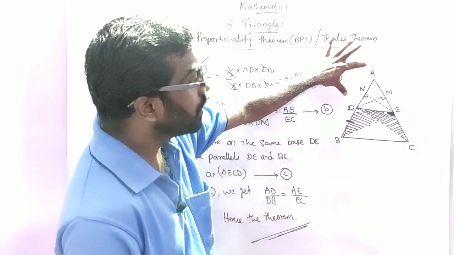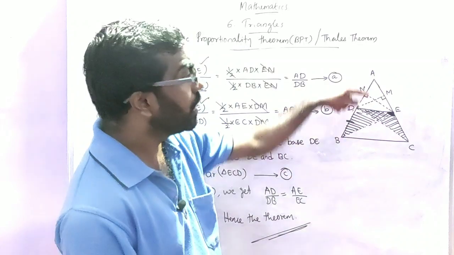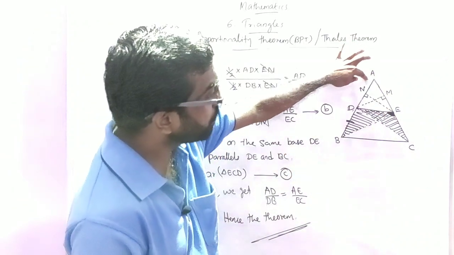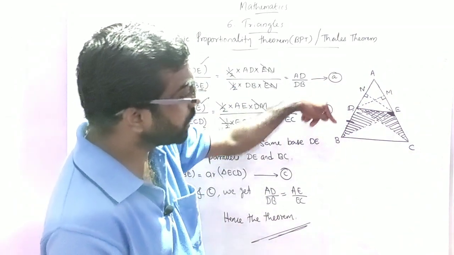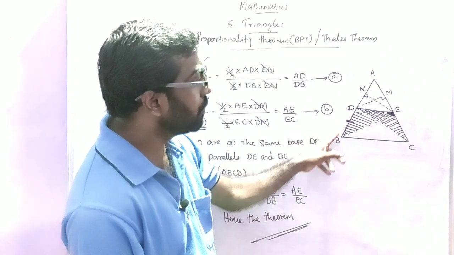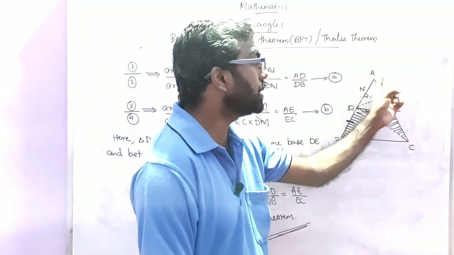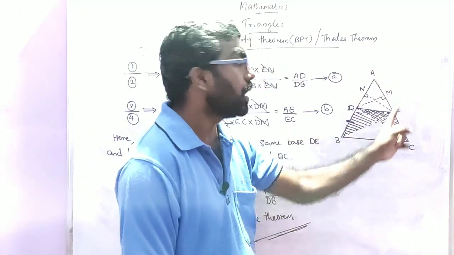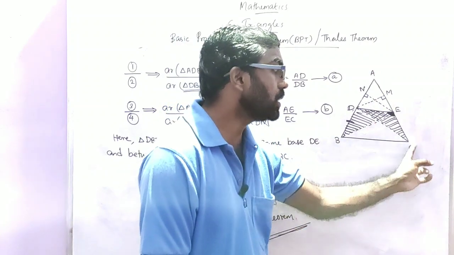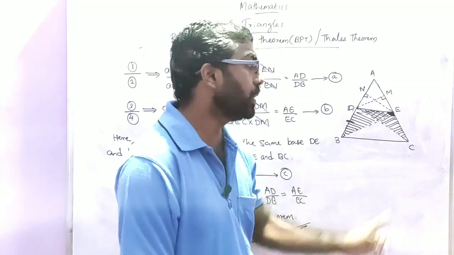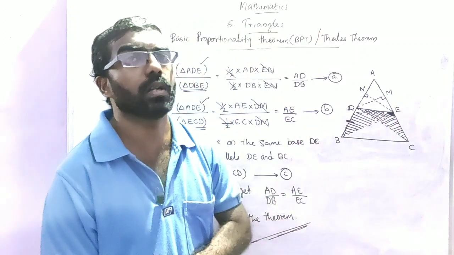For that we take the triangle with the base AD first. So ADE and write the area. Area of ADE is what? Half into base AD into height EN. Then base DB, so DBE: half into DB into, here also the perpendicular is EN. Then come to the right part. Base as AE, so ADE: half into AE into the perpendicular DM. Then take the base as EC, ECD: half into EC into the perpendicular remains the same, DM. So these are the four different equations.